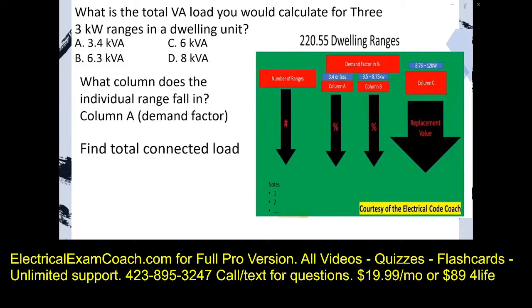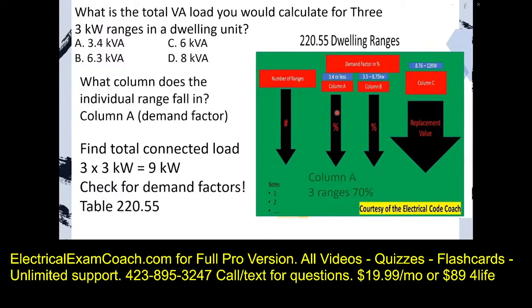First, find our total connected load. We take our 3 multiplied by 3 kW, and that equals 9 kW. Now we check for demand factors. We're going to start on our left-hand side of the table, find our number of ranges, then come over and find our demand factor. We find that the demand factor for 3 ranges in column A is 70%. Now, all we have to do is multiply. We take our 9 kW multiplied by our demand factor. That gives us our new reduced load, and we're going to select B.